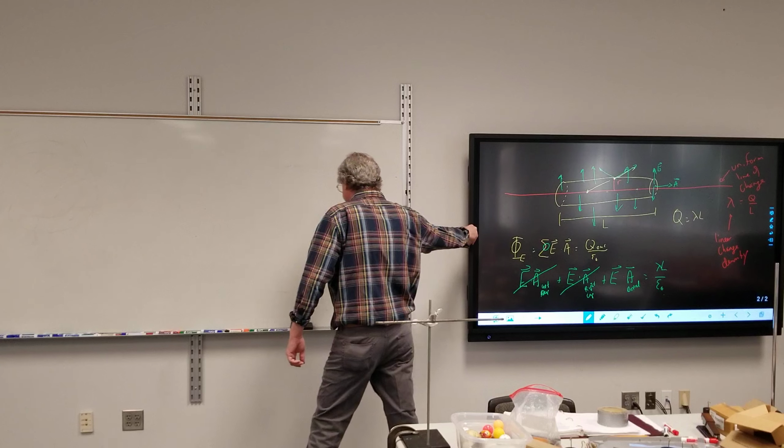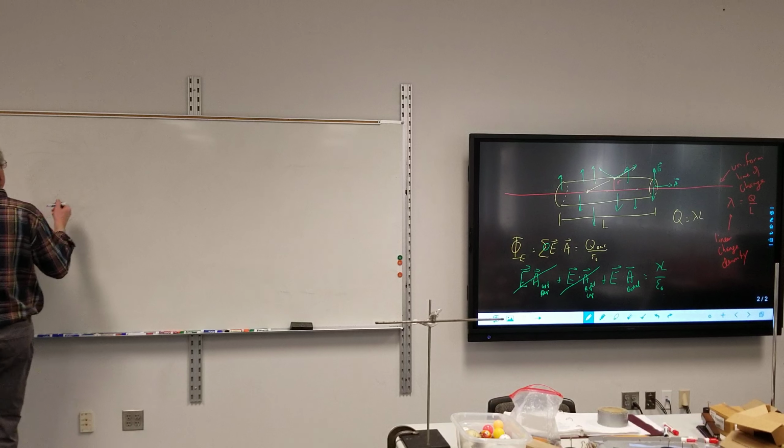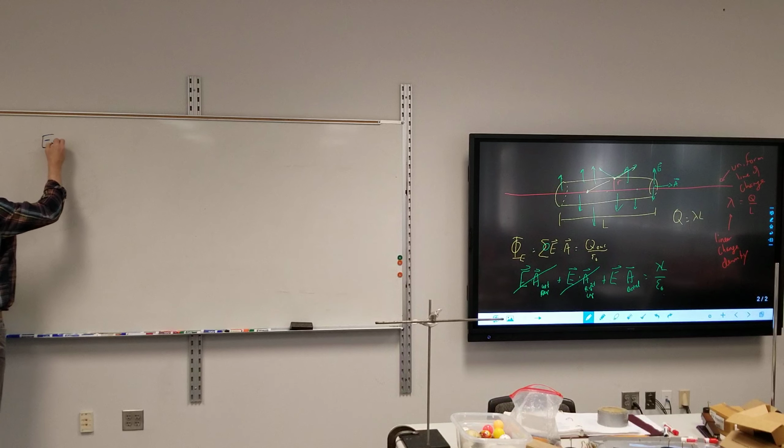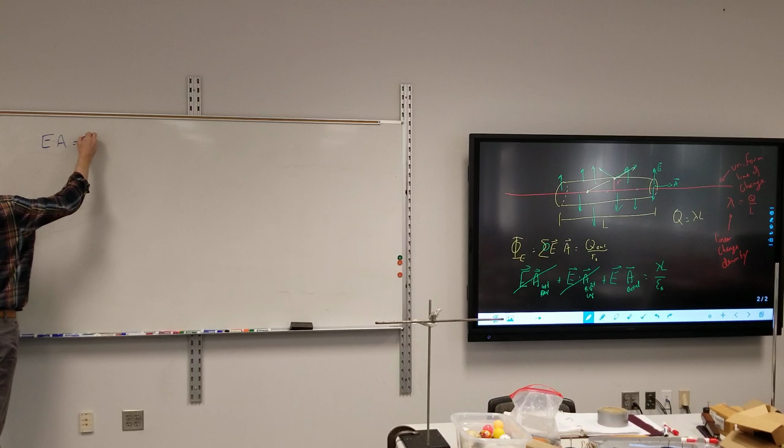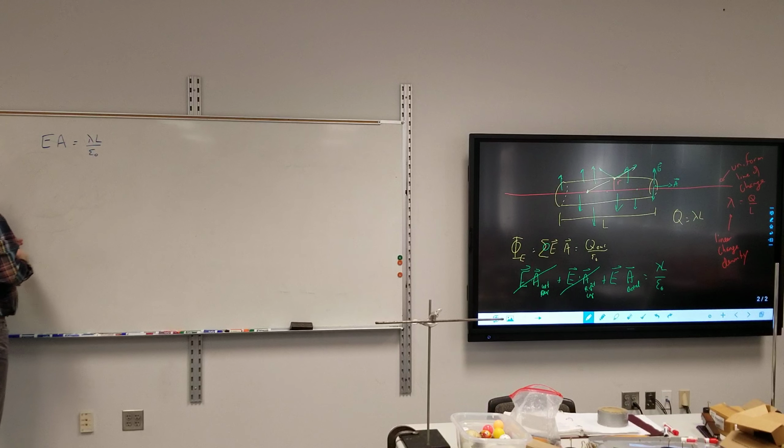So I have EA is equal to lambda L over epsilon sub naught. E is equal to lambda L over A epsilon sub naught. And that's going to be equal to lambda L over, all right, so A, the area of the side of a cylinder. What's the circumference formula?